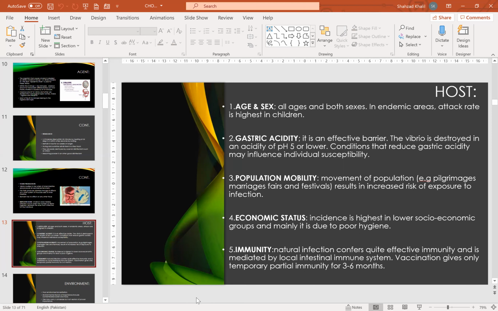Population mobility. Movement of population like pilgrimages, marriages, fairs, and festivals results in increased risk of exposure to infection. Economic status. Incidence is highest in lower socioeconomic groups, mainly due to poor hygiene. Immunity. Natural infection confers quite effective immunity and is mediated by the local intestinal immune system. Vaccination gives only temporary partial immunity for 3 to 6 months.